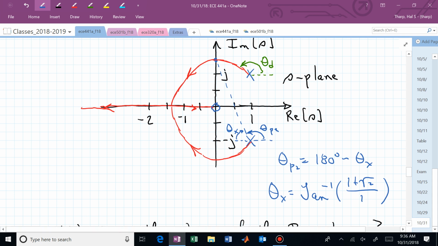So we have theta zero, 90, minus theta p1, which is upstairs, and minus theta p2, which is downstairs. Those all should add up to minus 180 degrees when you algebraically combine them. Is that clear?